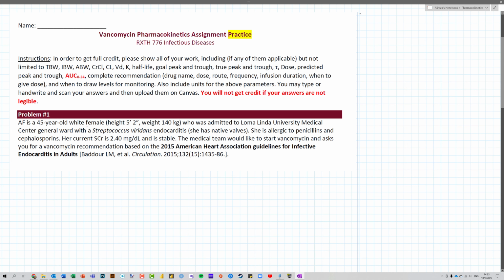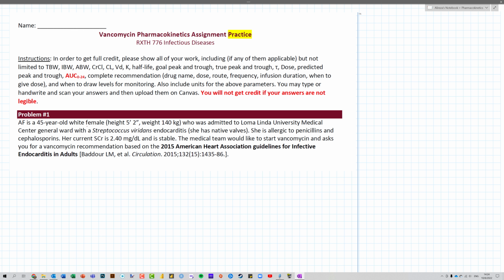Let's take a look at a practice problem. So AF is a 45-year-old white female who was admitted to Loma Linda University Medical Center General Ward with a Streptococcus viridans endocarditis, and she has native heart valves. She's allergic to penicillins and cephalosporins.